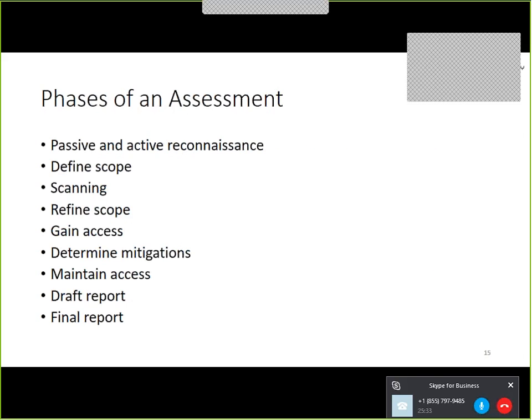In an assessment, you start with passive and active reconnaissance. I scan, I gather information that's publicly available. I try to figure out the footprint of whatever it is that I'm looking at, right? I define the scoping of what I can do now. Here is what I see that's open. Here's the information I have. What can I do with it?